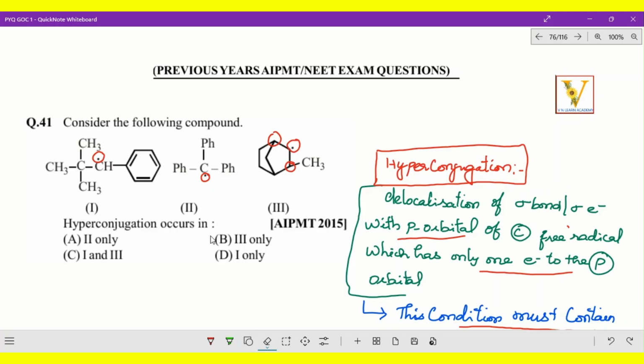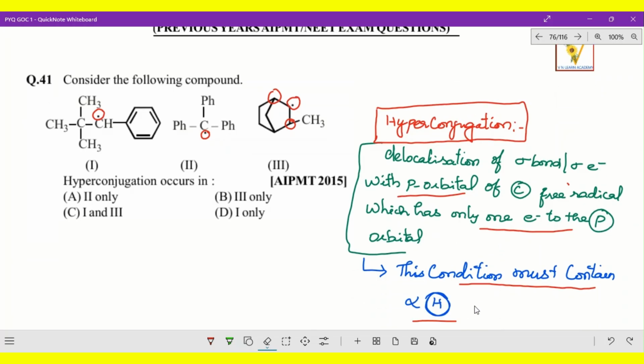That's all, very simple thing. You know very well what hyperconjugation means. In this compound, how do we identify? That's what I have purposely given. Delocalization of sigma bond or sigma electron with the p orbital of carbon free radical, which has only one electron in the p orbital. So for this, the main important condition is that it has to contain alpha hydrogen. Now, which is having alpha hydrogen, you know very well. Okay, let us identify, is there any alpha hydrogen?